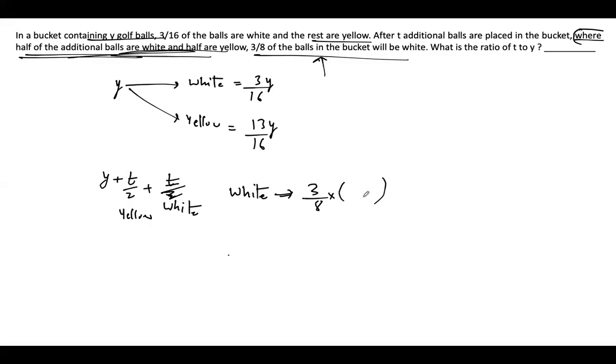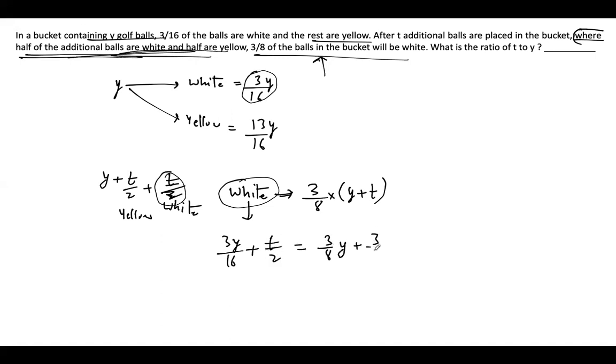What is the total? Y plus T. And what is the number of white balls? Initially there were 3/16 Y, plus T/2. Just need to solve this. Have you solved this? I was solving this only. What would be the next step? We'll take the LCM of the left hand side, so it would be 16.